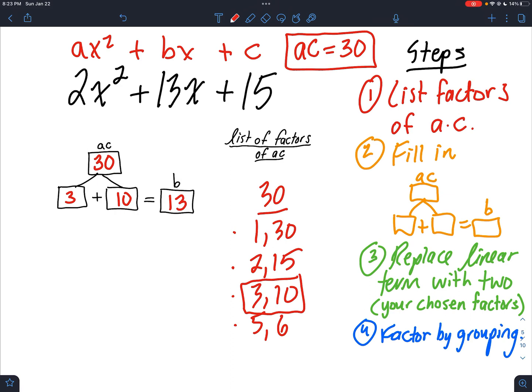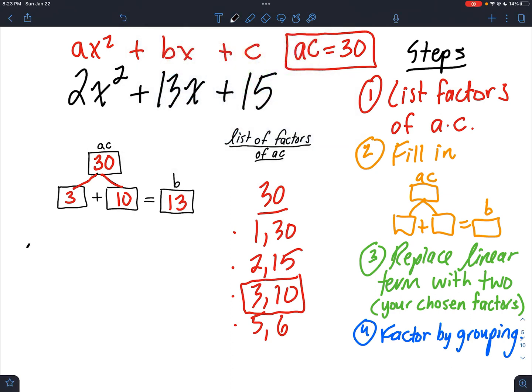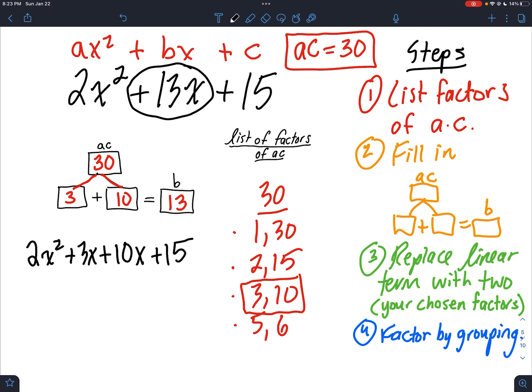So not only does 3 plus 10 have to be 13, but these had to multiply to 30. And that completes this little puzzle, and that's step 2. And then step 3 is to do the algebra. So now what you do is you replace the middle term with these two. So it's going to be plus 3x plus 10x plus 15.